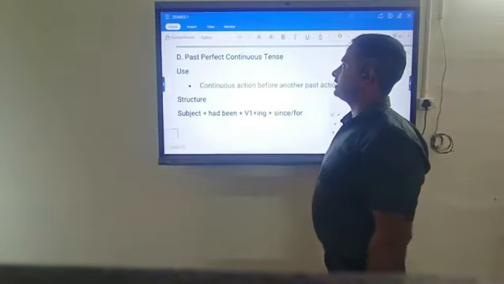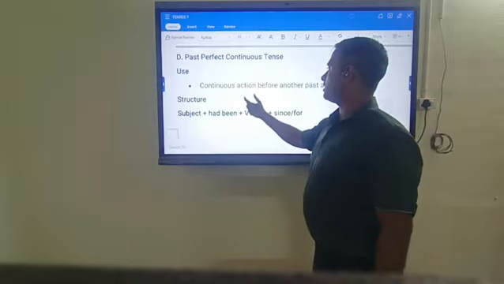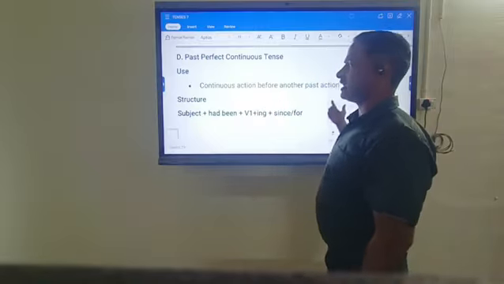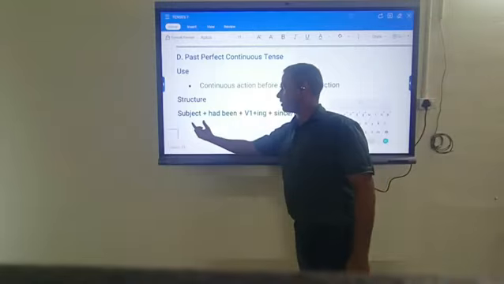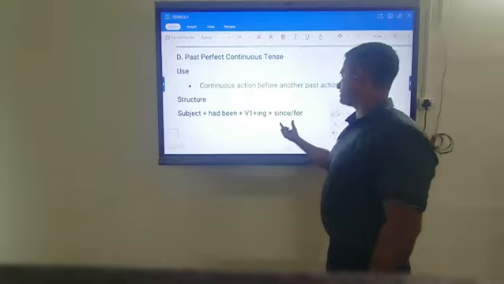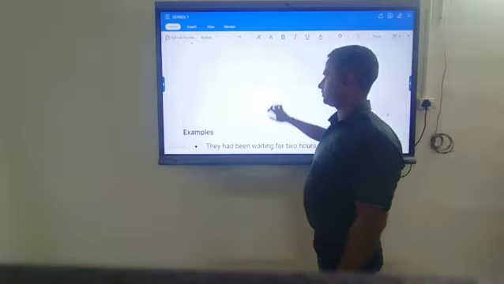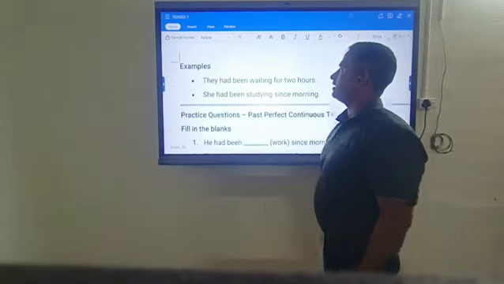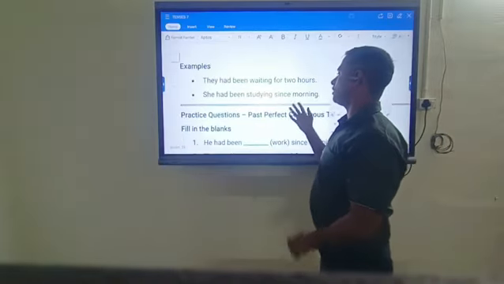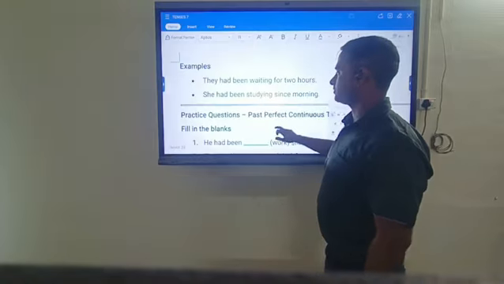The third, the D part, is past perfect continuous tense. It is used for a continuous action before another past action. The structure is subject plus had been plus the first form of the verb plus ing plus since or for, and plus object. Examples are given. They had been waiting for 2 hours. She had been studying since morning.